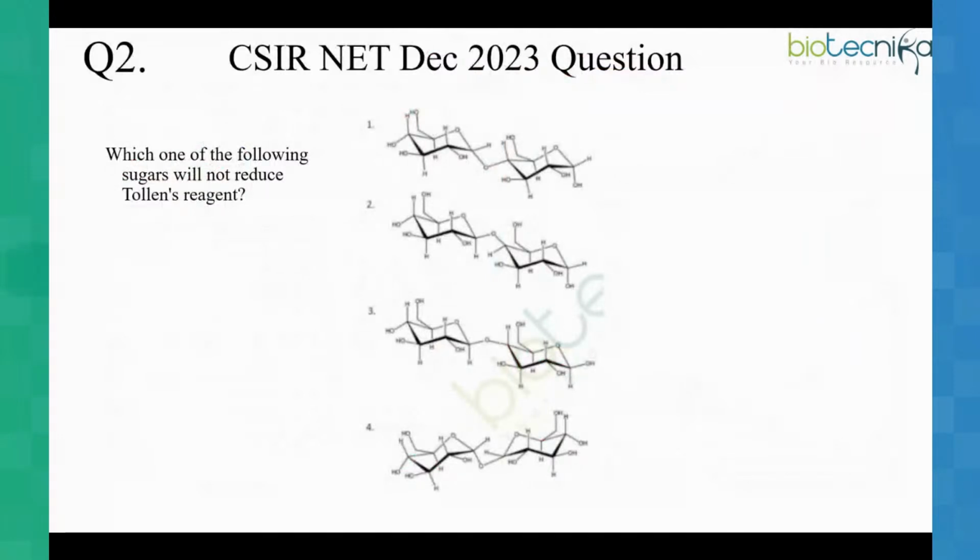Okay, next is from carbohydrates. Which one of the following sugars will not reduce Tollens reagent? This is a small part B question, and sometimes such structure-based questions can be given from carbohydrates, especially from epimers, or even the disaccharide contents, invert sugar, and sometimes famous reactions. So anyone wants to guess the answer?